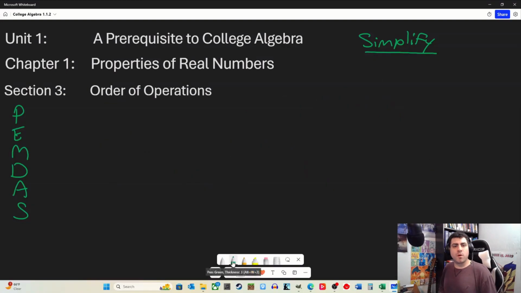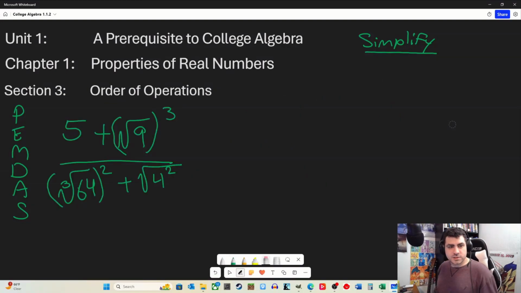Let's try one more problem. All right, check this crazy one out. I see a lot of stuff in here, right? 5 plus the square root of 9 cubed divided by the cube root of 64 squared plus the square root of 4 squared. What is all this? We got all kinds of stuff inside of a division problem. What are we going to do here?